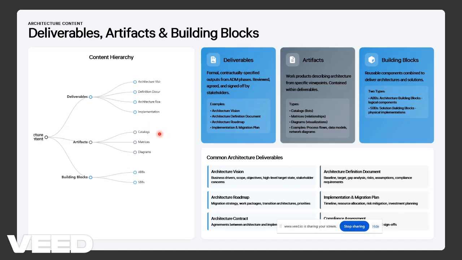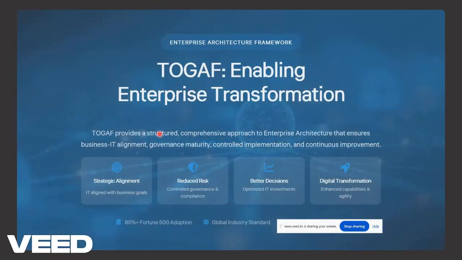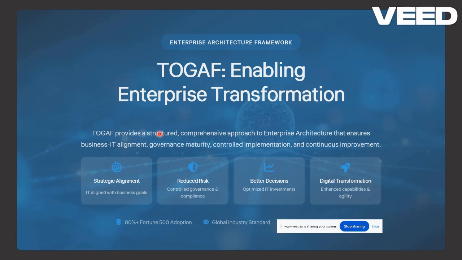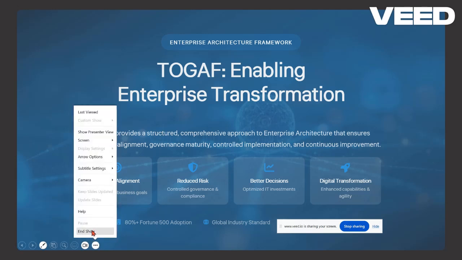You should use building blocks. TOGAF is enabling enterprise transformation. It provides a comprehensive approach: strategy alignment, reduced risk, better decisions, and digital transformation. These are all the global framework aspects of TOGAF that you have to follow.